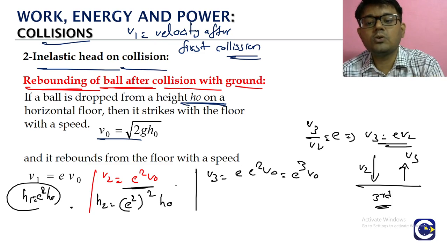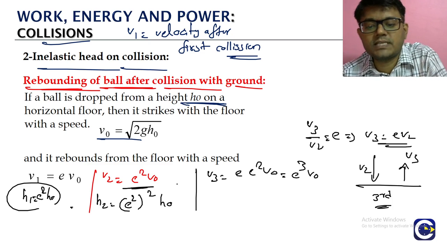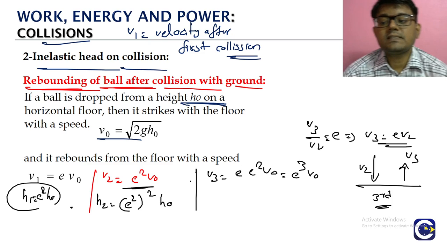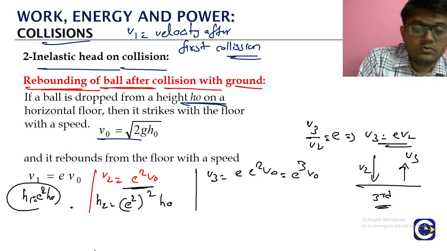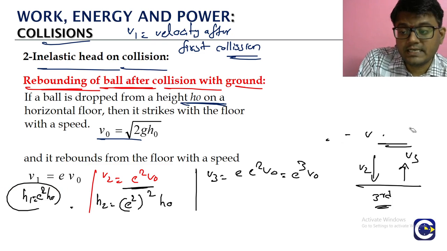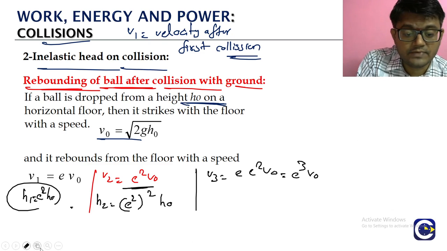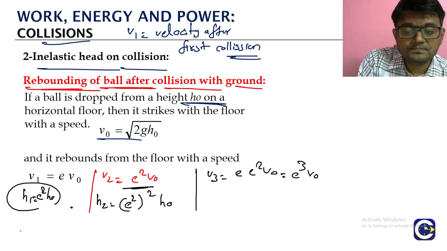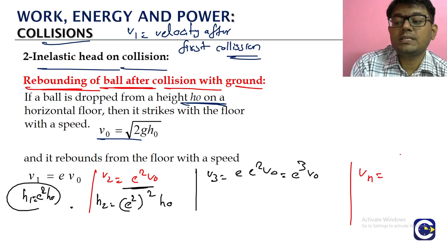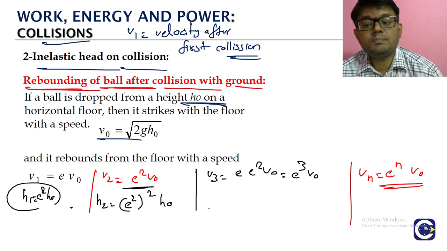So we will be able to get that idea, right? After the first collision, what is it? e into v naught. After the second collision, e power 2 into v naught. After the third collision, e power 3. So after the nth collision, what will the velocity be? This is the important result. What is the velocity after the nth collision? It will be e power n into v naught. E power n into v naught.